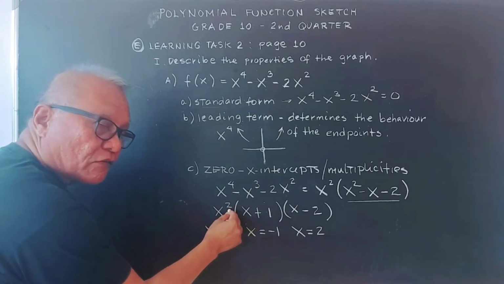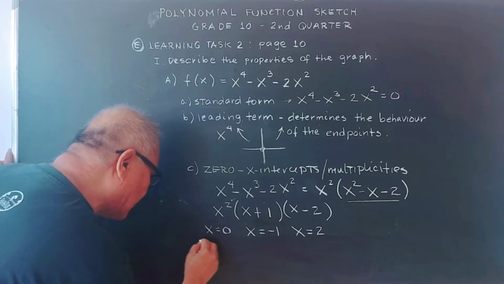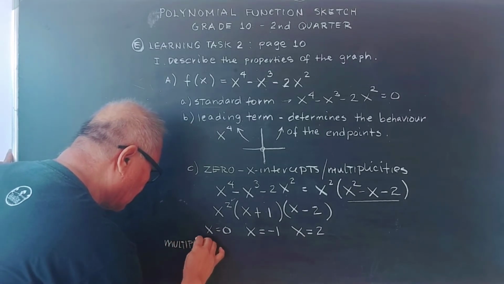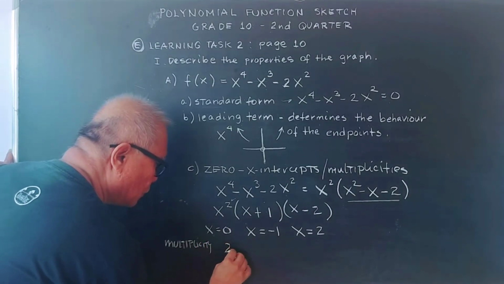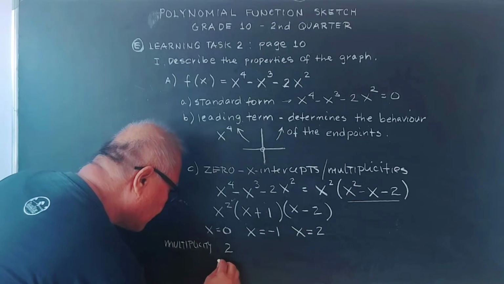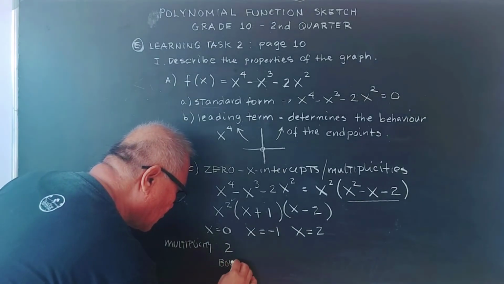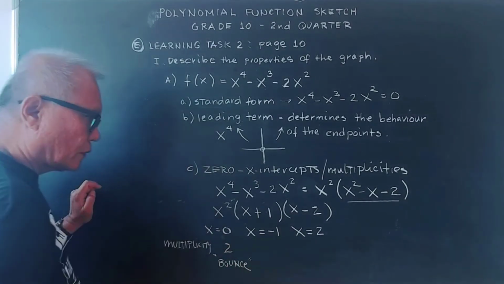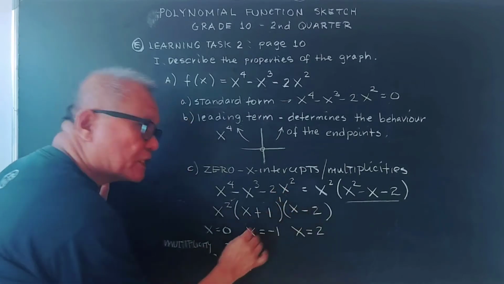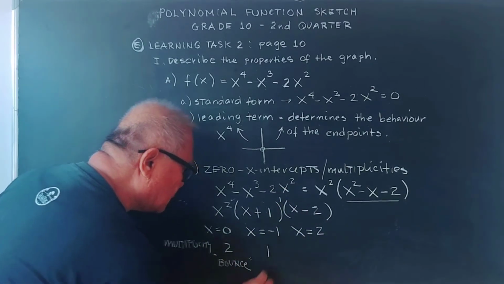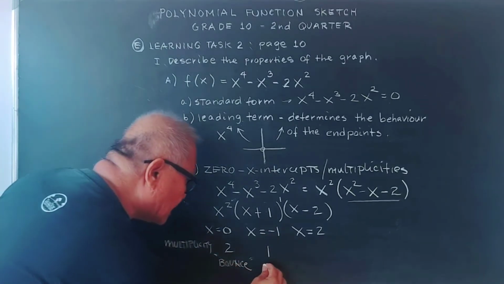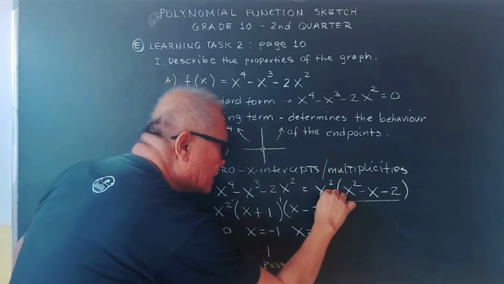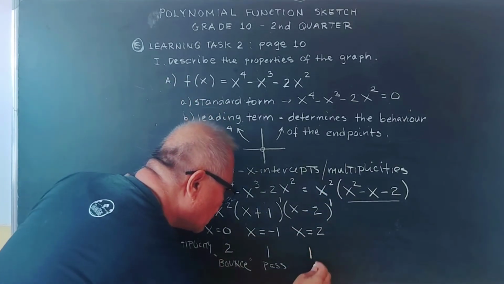Here class, the multiplicity of x squared, this one is 2. So the multiplicity here is 2. It means it will bounce. When that one is 2, it will bounce on the 0, bouncing. Now, x equals negative 1, multiplicity is 1. What will happen there at x equals negative 1? It will just pass. x equals 2, multiplicity is 1. So it will also just pass.